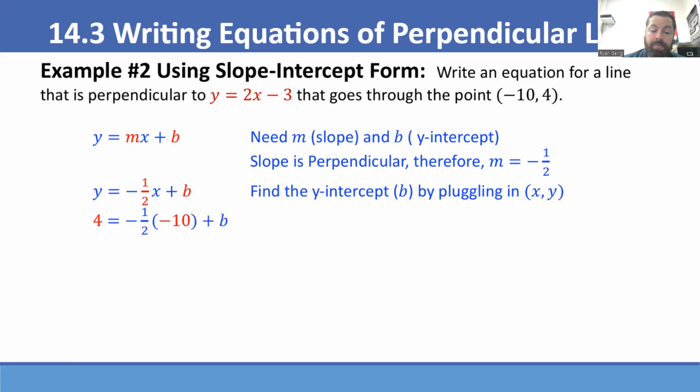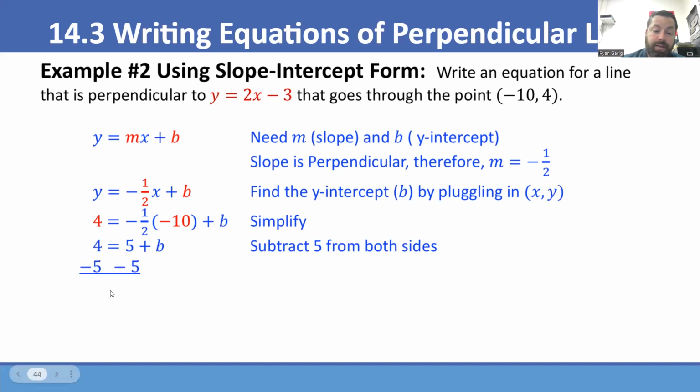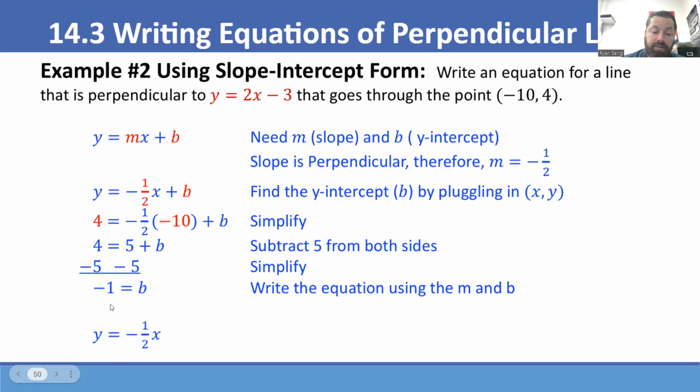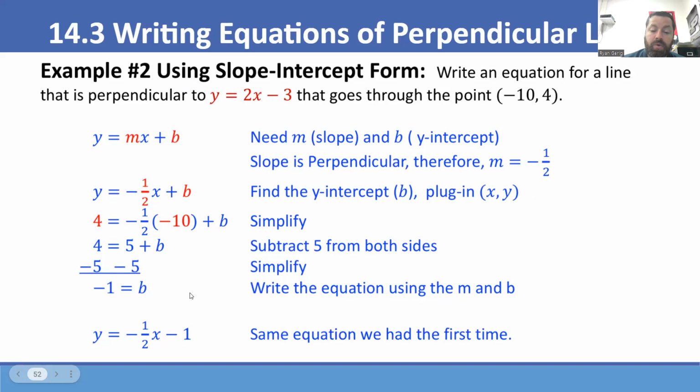We're looking for b. Negative 1/2 times negative 10 is positive 5. And then subtract 5 from both sides. You get negative 1 equals b. So we want to write the equation then using the m and the b that we just found. So y equals negative 1/2 x minus 1. This is the exact same equation that we had with the first example.